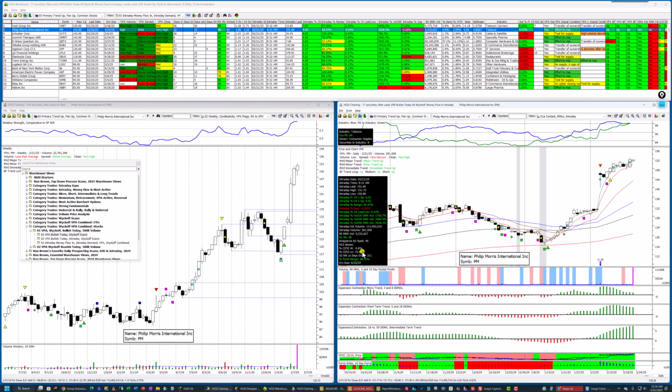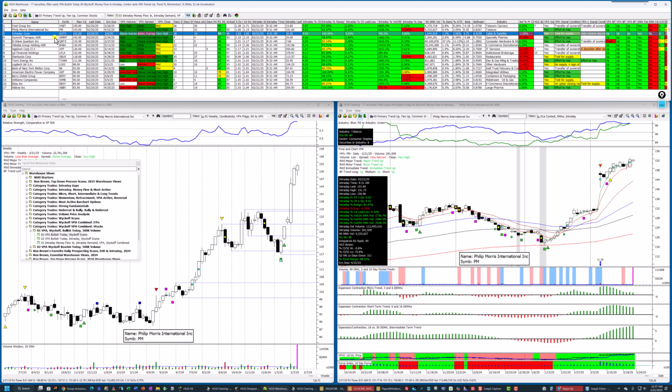It's 72.6% off its 52-week low. It isn't a huge gainer percentage-wise, but you can see that it's at 98.52% of its 52-week range. So it's got acceleration right through here.